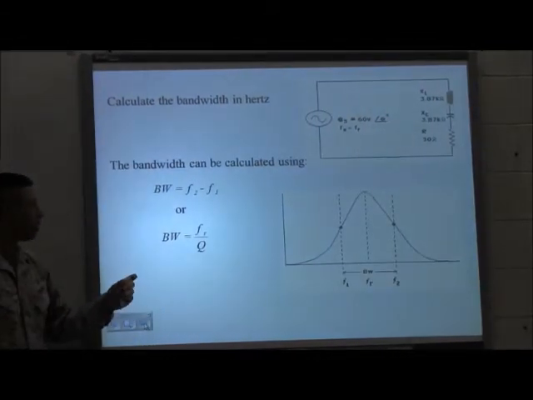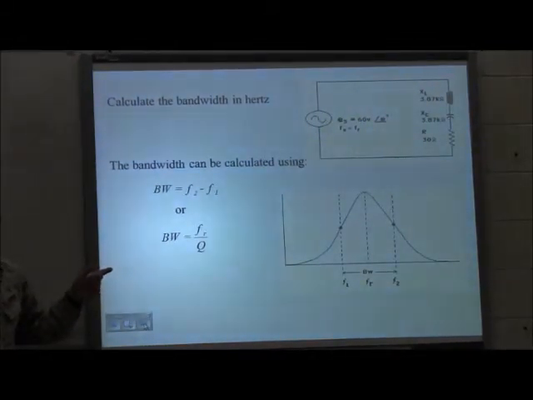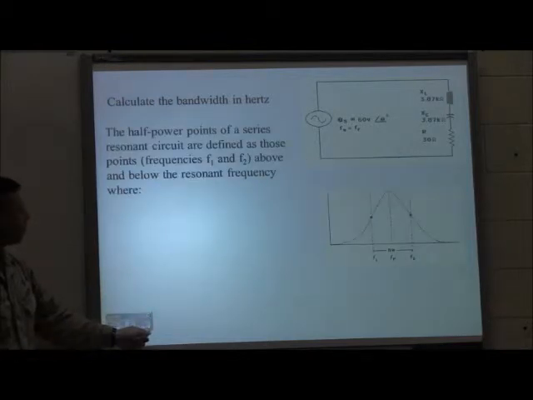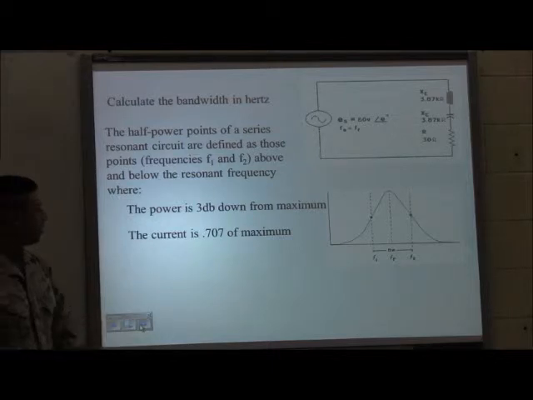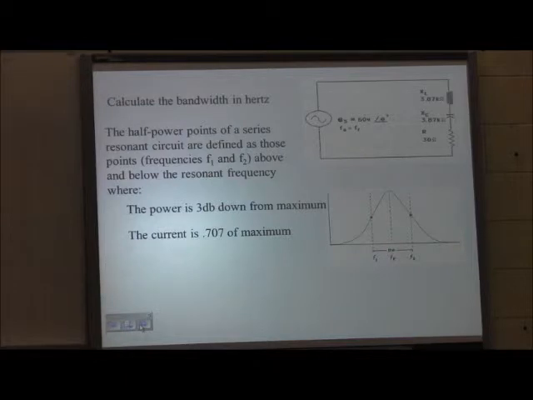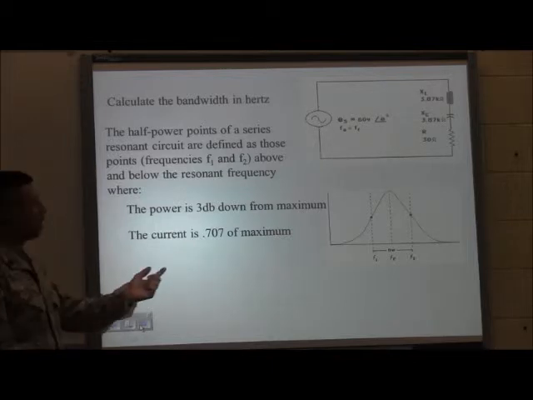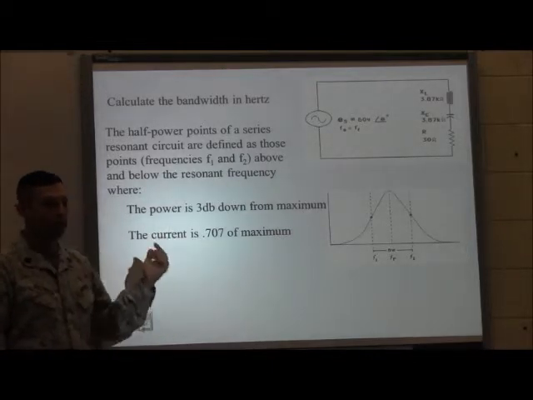And define your bandwidth: frequency of resonance divided by Q, or F2 minus F1. Current and voltage are 0.707 of their max. When I take 0.707 squared, I get about 0.4999, or half, right? So at F1 and F2, I have half power at both.